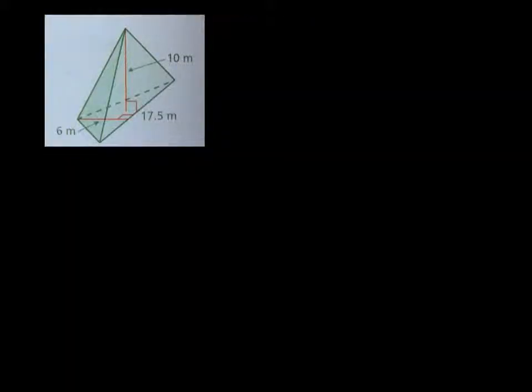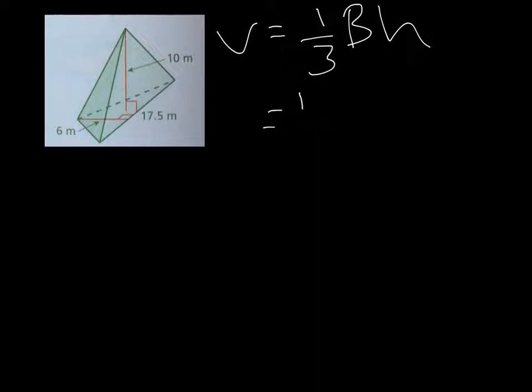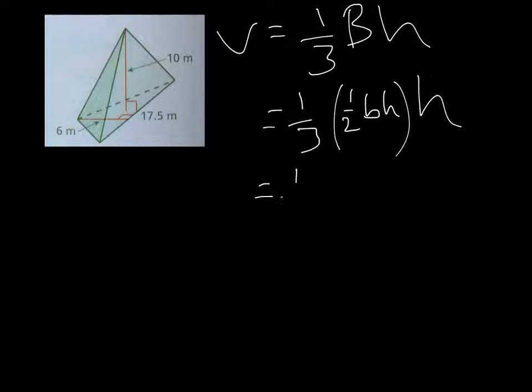Let's look at this example. So we have our pyramid, and we know it's a pyramid because there's a vertex where they all meet, and then just the one base. So we have volume equals 1/3 area of the base times the height. We have 1/3. What shape is the base? It's a triangle, so it's going to be 1/2 base times height. That's the area of a triangle formula times the height of the whole thing. So we have 1/3 times 1/2.